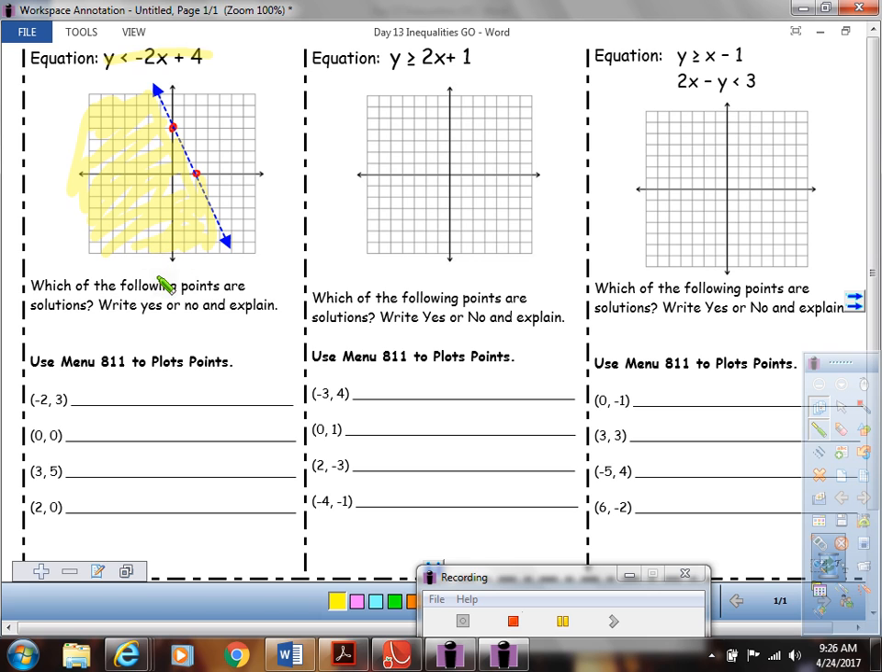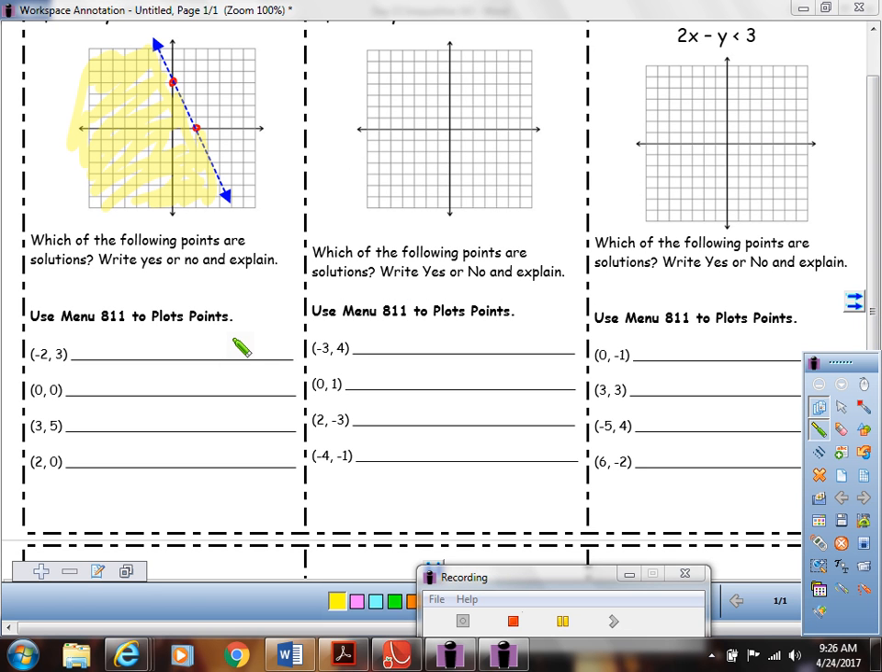So you would shade. All the points in that shaded area are the answers. They're the solutions. There's a lot of solutions to these. It's not just one answer, it's a lot of answers. So here it says, which of the following points are solutions? Yes or no, and explain.